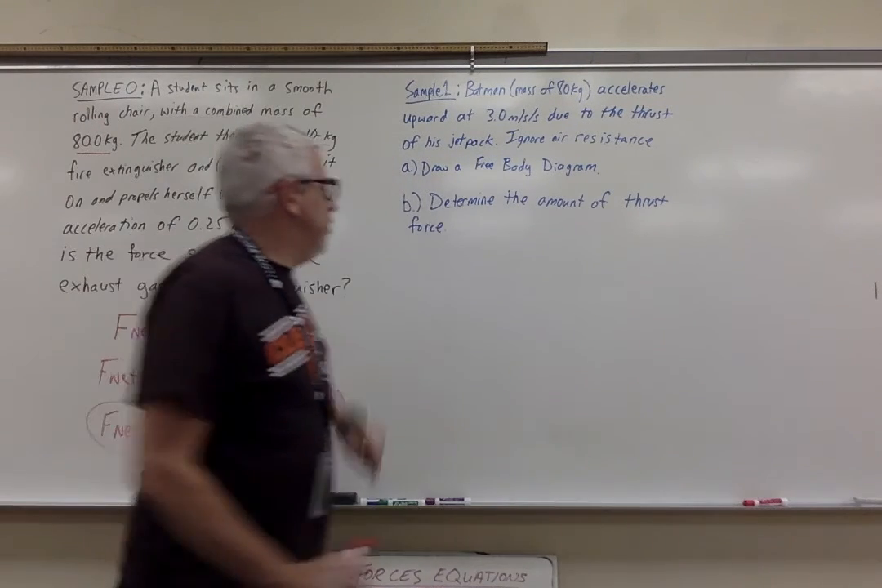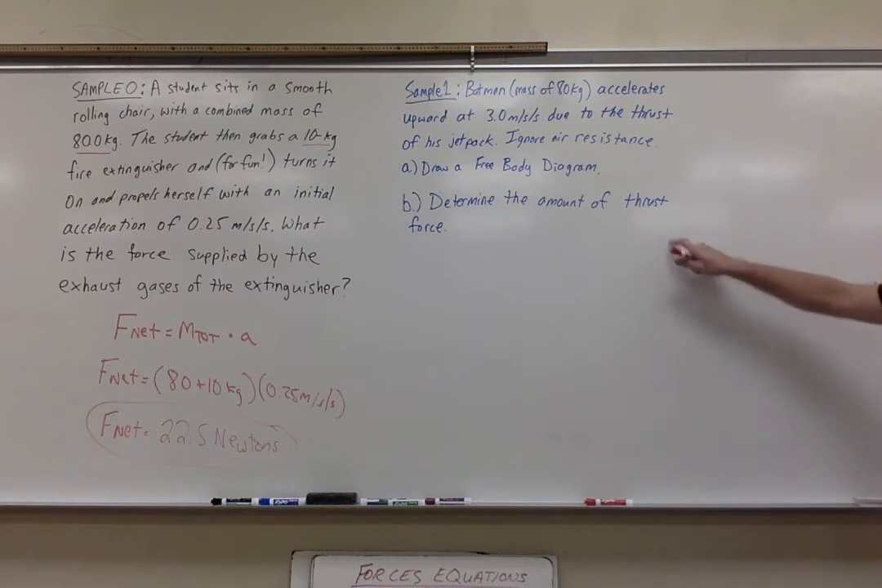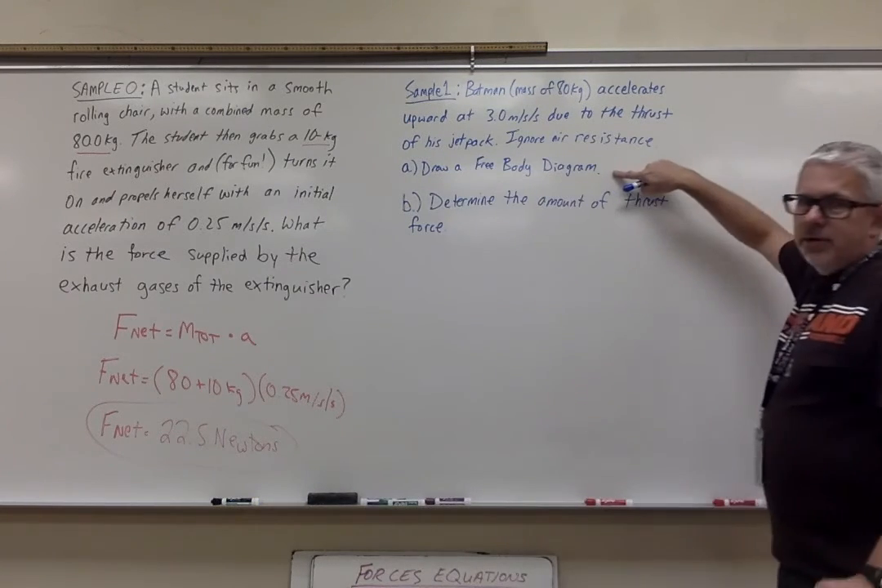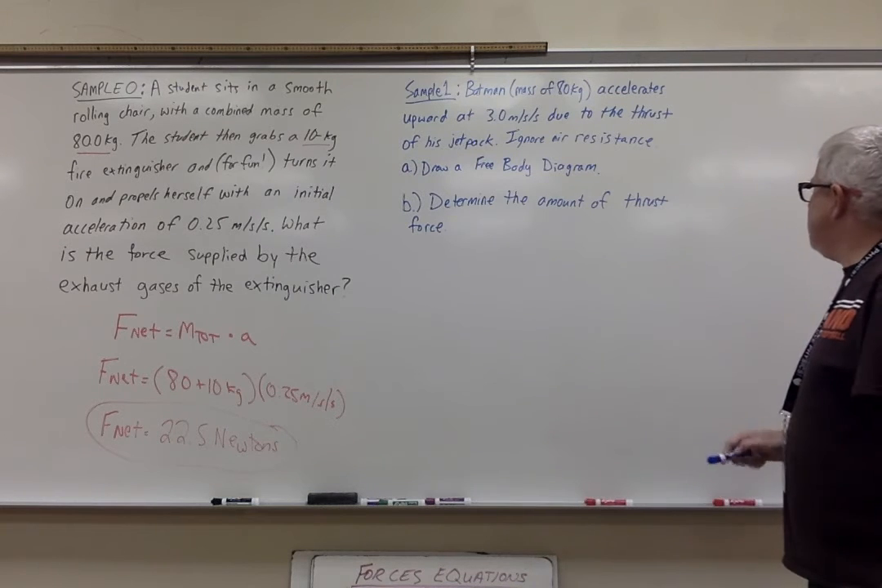For sample 1, we've got Batman. And Batman is accelerating upward at 3 meters per second squared due to the thrust of his jetpack. Batman has a mass, and we'll assume the jetpack's included in that, of 80 kilograms. Ignore air resistance. First of all, draw the free body diagram, and second of all, determine the amount of thrust force. A lot of times, even if you're not told to draw a free body diagram, I would make sure that you do that first because it's going to be helpful.